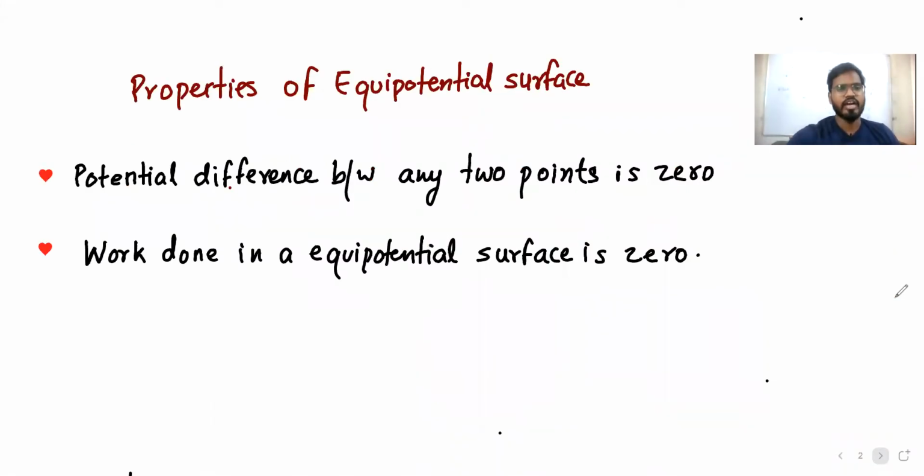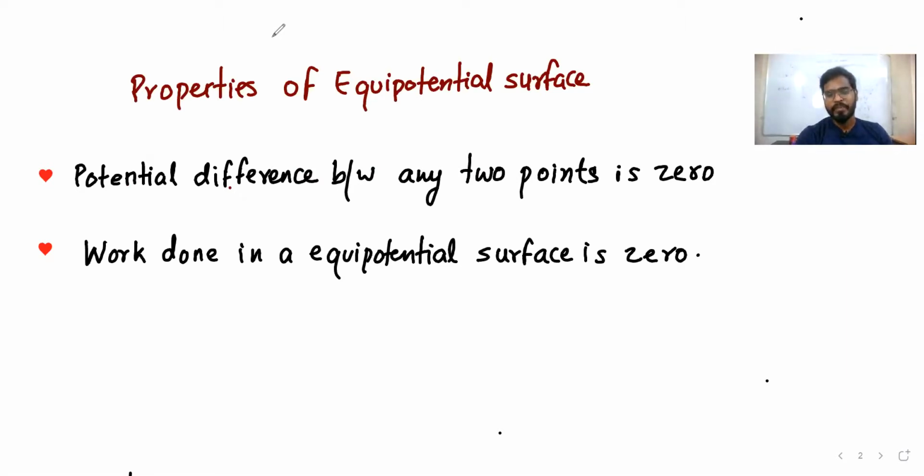Now the properties of an equipotential surface. The potential difference between any 2 points is 0. Of course, we learned that equipotential surface means potential is the same. Suppose if you consider potential here as 10, then here also it will be 10. So net potential difference is 0. So the potential difference between any 2 points is 0 on an equipotential surface.